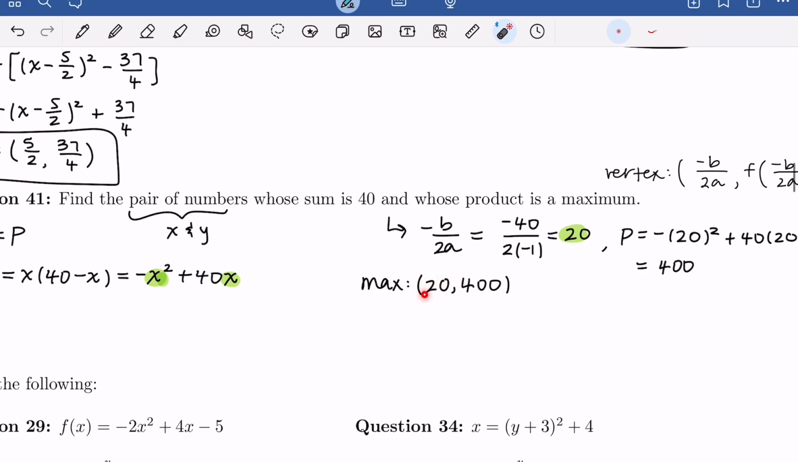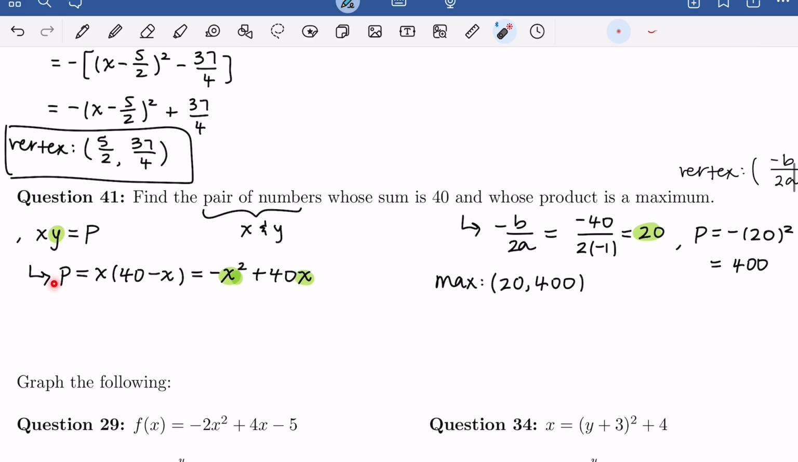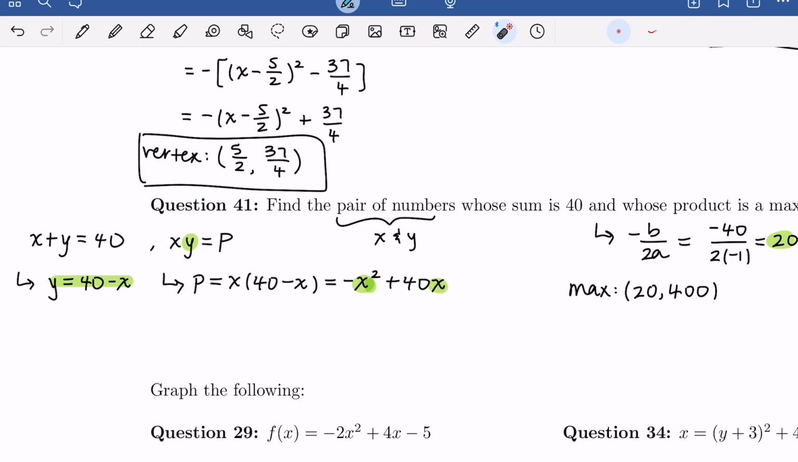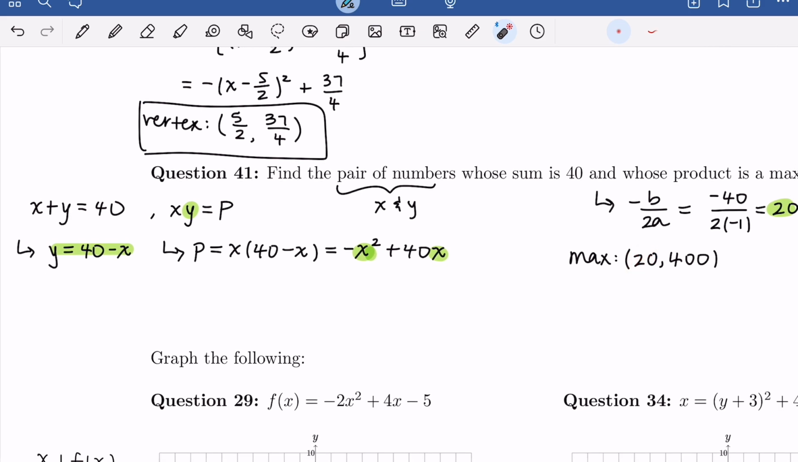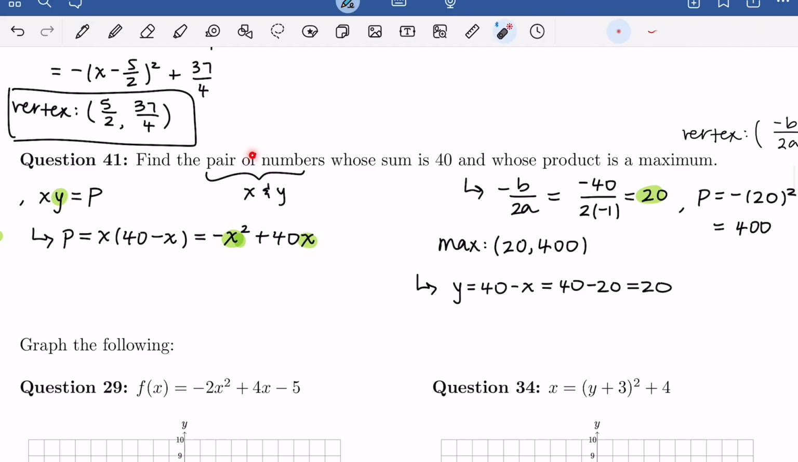What we found was one of those numbers, that's 20, and we found the output value, the actual maximum value, the product. What we still need to do is find this value for y. We can do so by plugging in this value for x directly into our equation for y. So if y is equal to 40 minus x, this means y is going to be equal to 40 minus 20, which is 20. So the two numbers that satisfy this are 20 and 20. So x is equal to 20 and y is equal to 20.